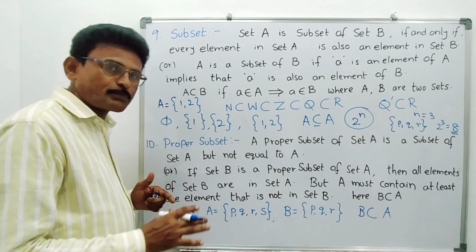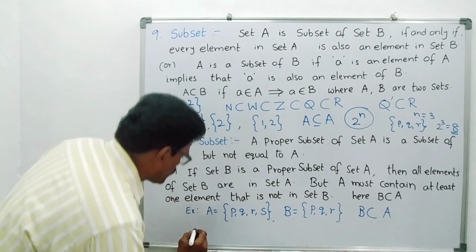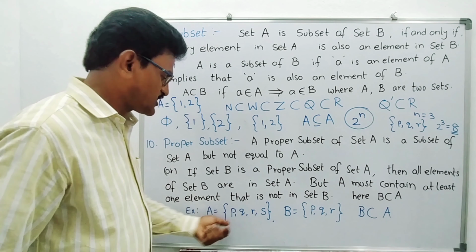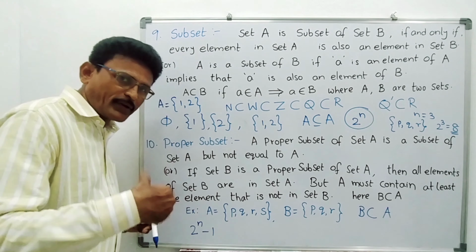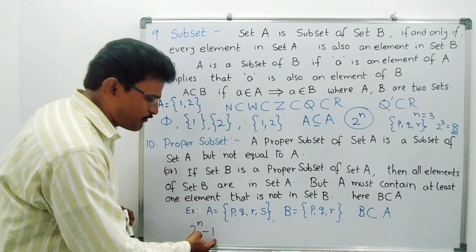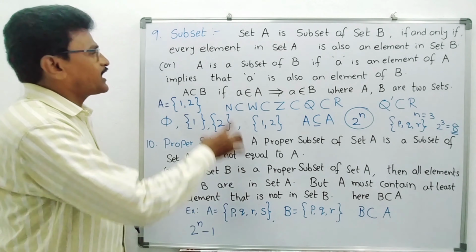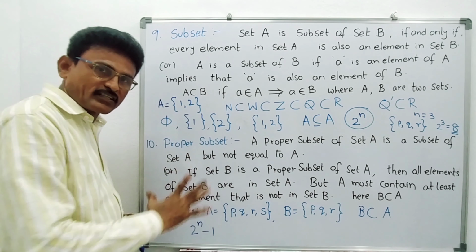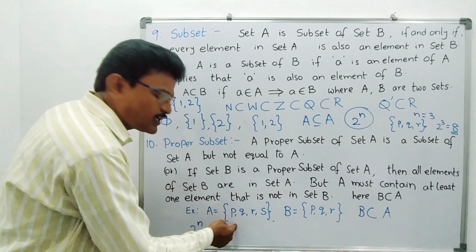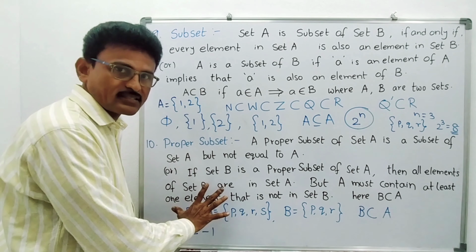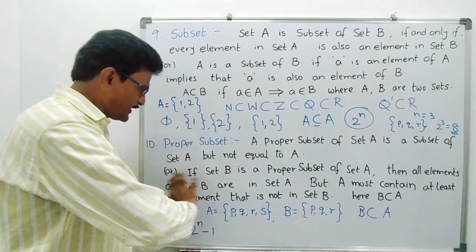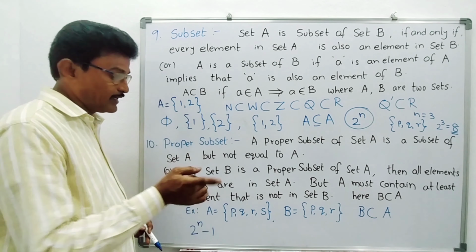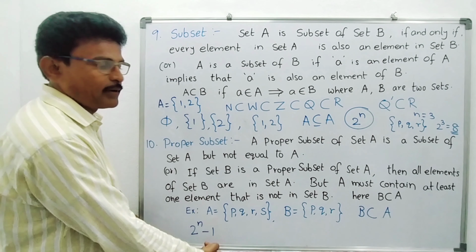So how many proper subsets are there for any set? 2 to the power of n minus 1. So for this set A, how many proper subsets are there? 2 to the power of n minus 1. Here the total number is 2 to the power of n. So what is the difference between that and this? The same set we are not to write in this case. Proper subset means for any set, don't write the set itself. That's why there is one less: 2 to the power of n minus 1.